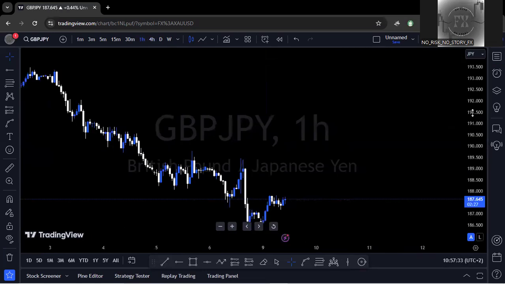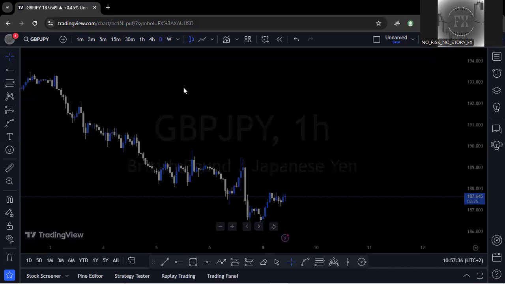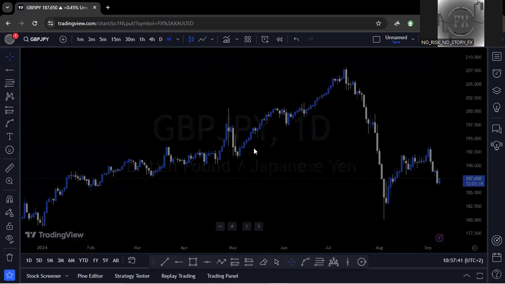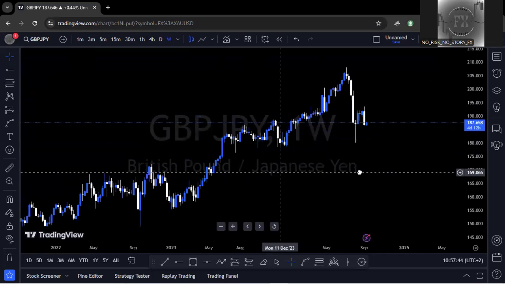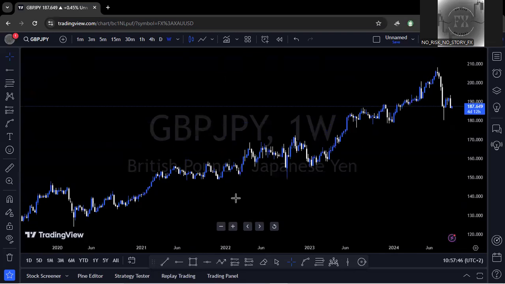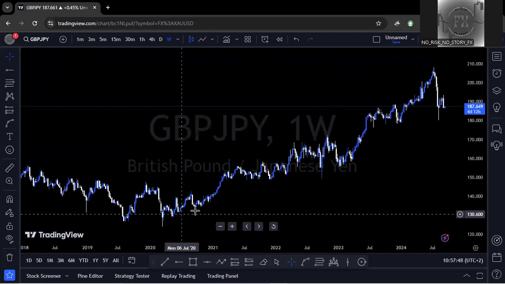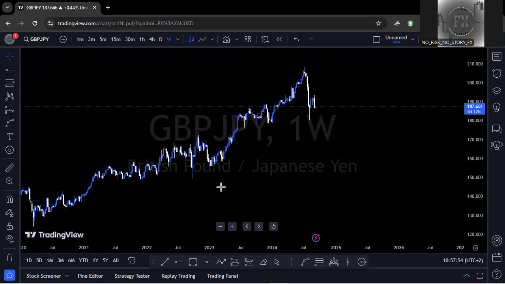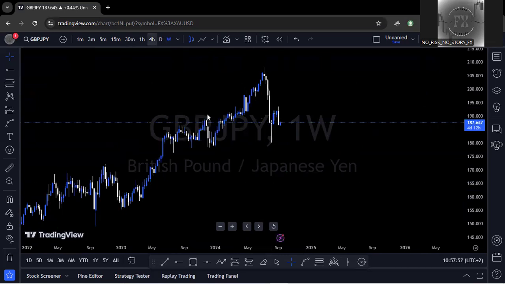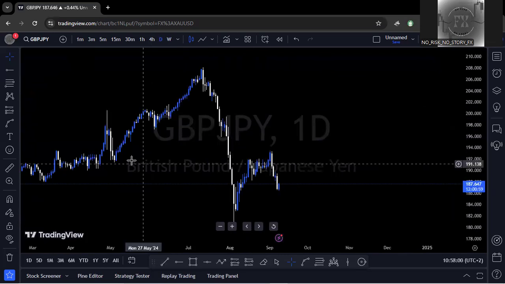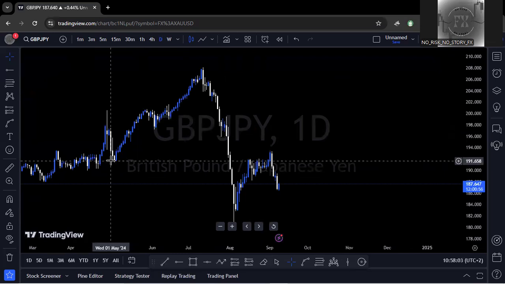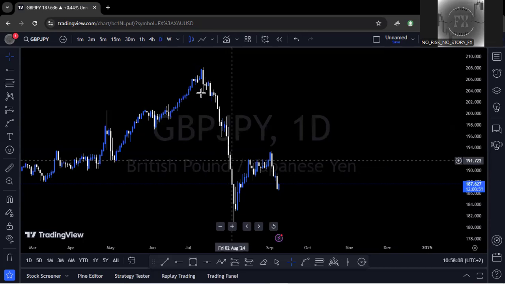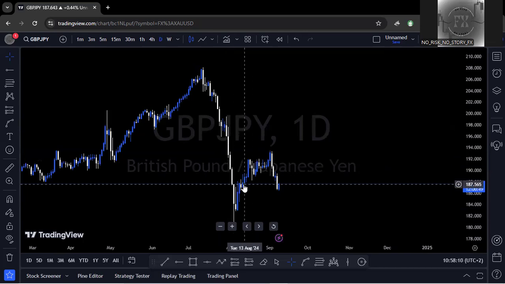So GBPJPY, I would like to go to my daily time frame and just see. Okay, let me go firstly on my weekly time frame just to see what's happening in this market. I can see that GBPJPY has been bullish for the longest time now, and we just recently turned bearish when we closed below this area. When we broke this area, the market now tends to be bearish, right?